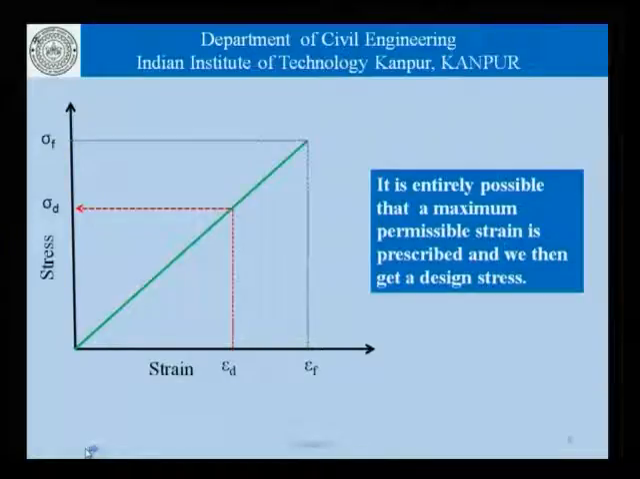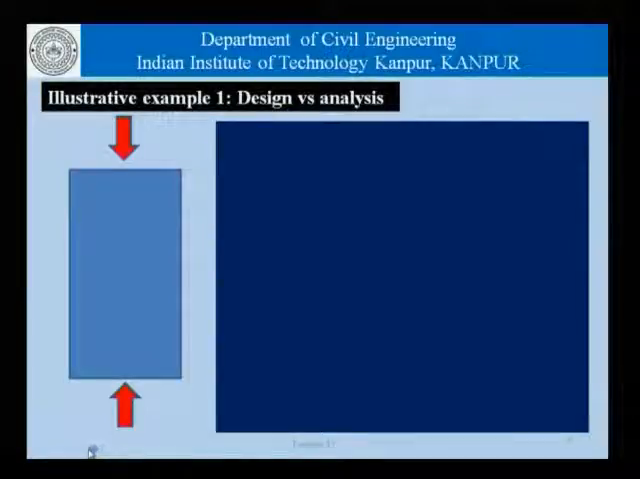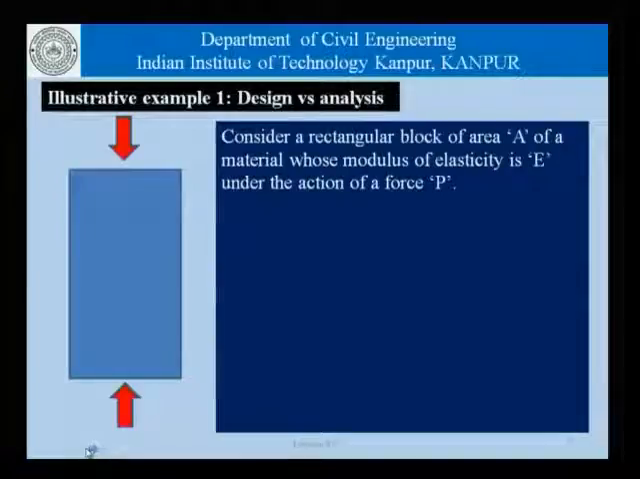It's entirely possible that instead of a failure stress being given directly, we decide that we do not want the material to deform more than a certain amount. That is, we give a maximum permissible strain, and from there we determine the permissible load or the stress value. Now let's extend our discussion to include the concept of design versus analysis. Consider a rectangular block of area A of a material whose modulus of elasticity is E under the action of load P. So the load P acts on this block of material which has an area of cross section A, and the modulus of elasticity of this material is E.